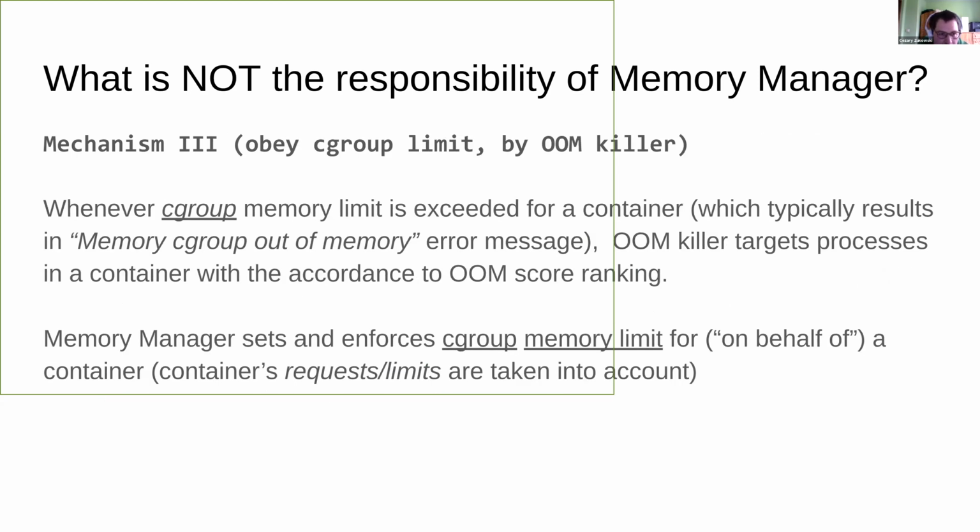Okay, so this is the last mechanism, and it's about obeying cgroup's limit, which is also done by the OOM killer. And in this case, memory manager is responsible for just setting and updating cgroup memory limits on behalf of the container. Okay, I think we can go to the next slide.